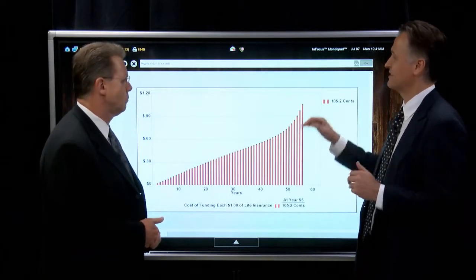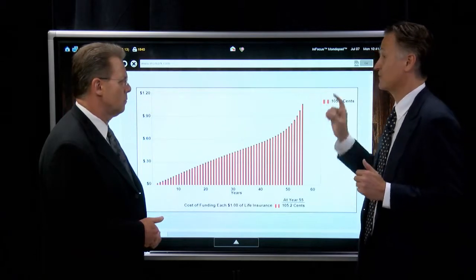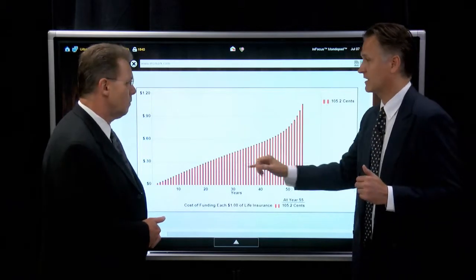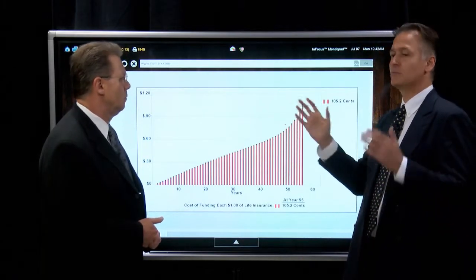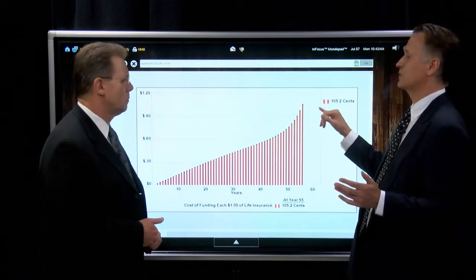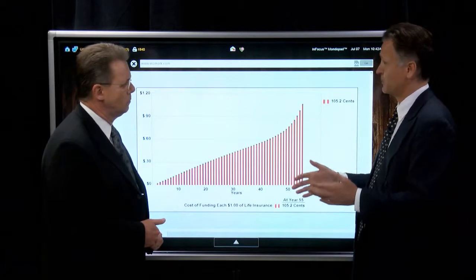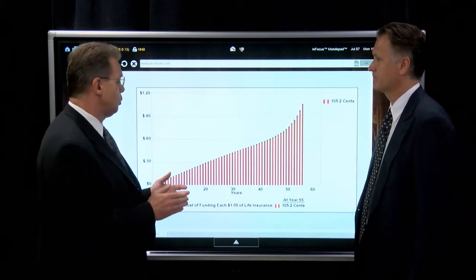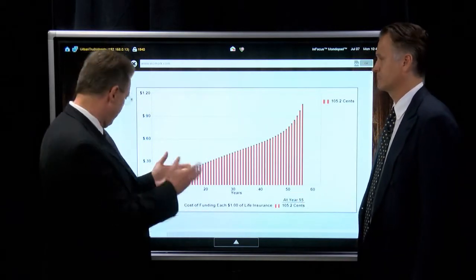The point is that you're generating $1 of death benefit for less than $1, sometimes a lot less, all the way out to age 98. You're better off from now until age 98, and then it's kind of a push at age 99 or 100. That's a pretty good deal. I like it because now we're showing the use of money, and I think that's a fair comparison.